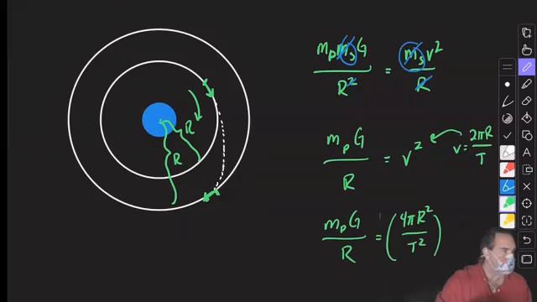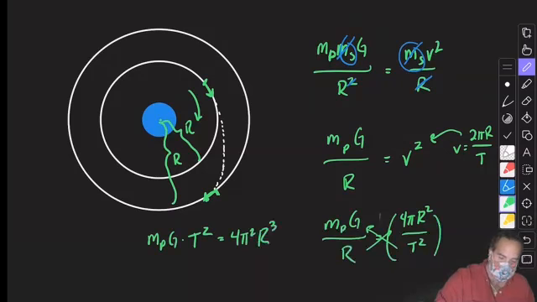Now that doesn't say very much. It's hard to understand what's related to what. So I want to change this a little bit. I'm going to cross multiply to distill it down a little bit. And I get mg times t squared equals 4 pi squared times r cubed. That's a squared pi there. Sorry, squared pi.